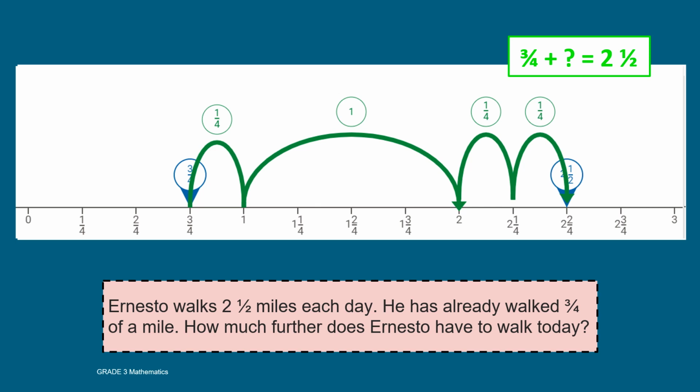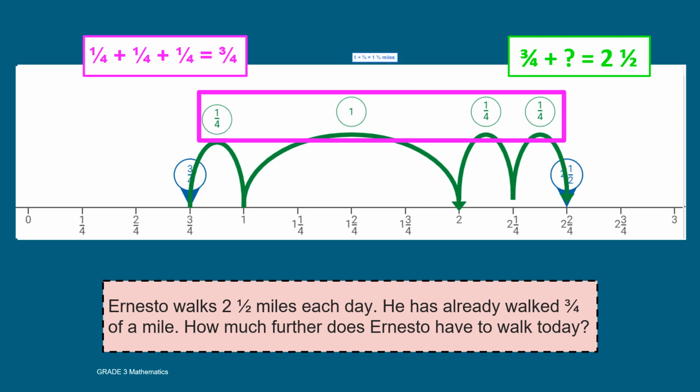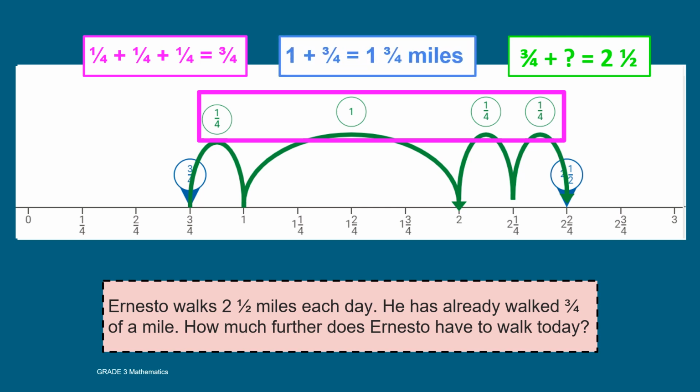So where is our answer to the problem in this representation? That's right, our answer is in the hops. We need to combine these hops to get our answer. 1/4 plus 1/2 gives us 3/4. Then we combine the 1 with the 3/4 and we get 1 3/4. Now we know that Ernesto has 1 3/4 miles left to walk today. So go back to our original equation. 3/4 plus 1 3/4 equals 2 1/2. This is an example of how we can use addition or counting up to solve this problem.